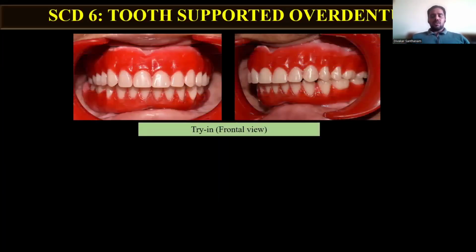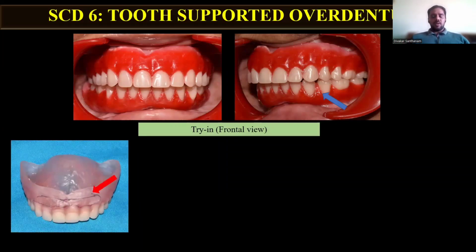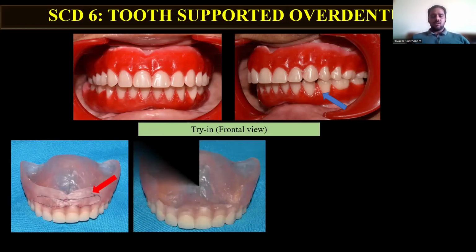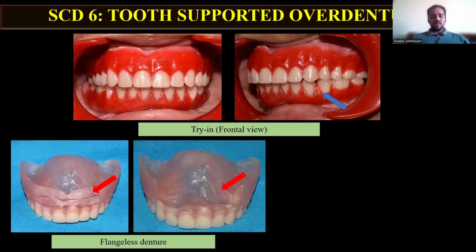So to reduce this, we planned a slight modification in our denture. Because it was slightly Class 2, we removed one premolar in the lower arch and did the teeth arrangement. Then curing was done in the conventional manner. To avoid thickness in the anterior undercut area, we removed the flange and made the denture a flangeless denture.